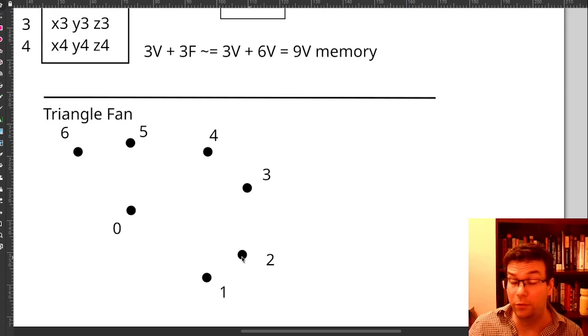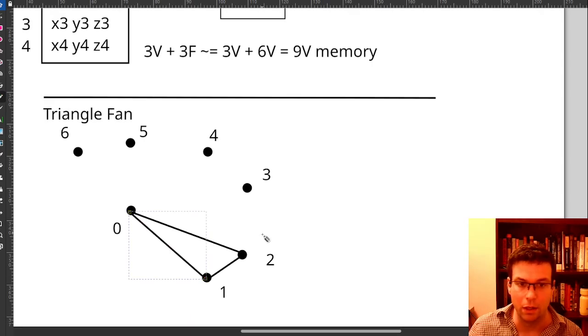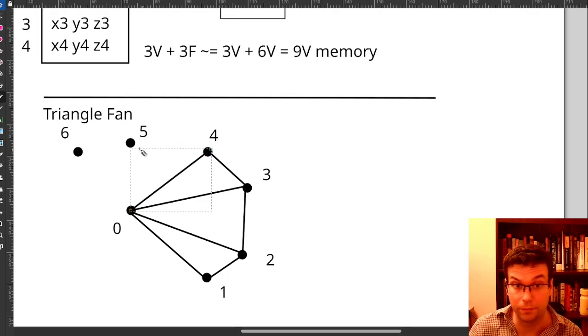Actually, I decided to go the other way, so these are counterclockwise, just so I keep with that convention. But anyway, vertex 0 is considered the central vertex here, and I just keep making triangles with respect to that vertex. I'll make a triangle with a base 1, 2. Then a triangle with a base 2, 3, and 0 at the tip. A triangle with a base 4, 3, and 0 at the tip. A triangle with base 5, 4, and 0 at the tip. And finally a triangle with a base 6, 5, and 0 as the tip in this example.